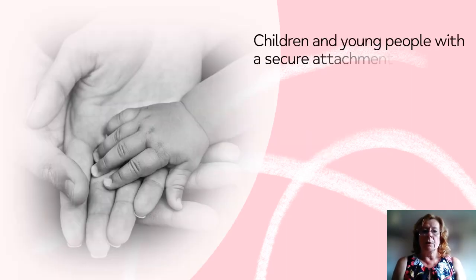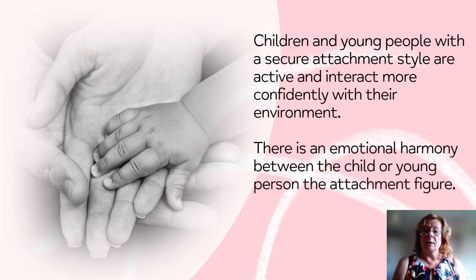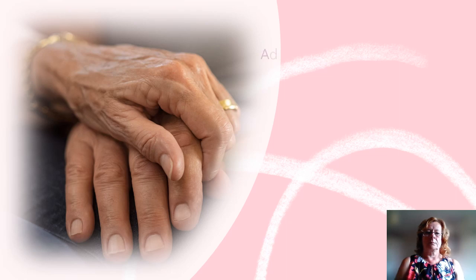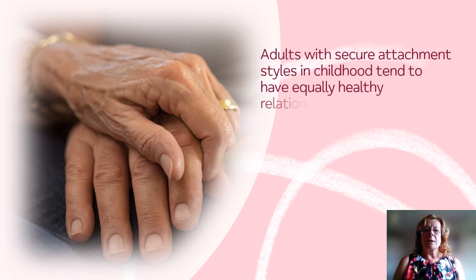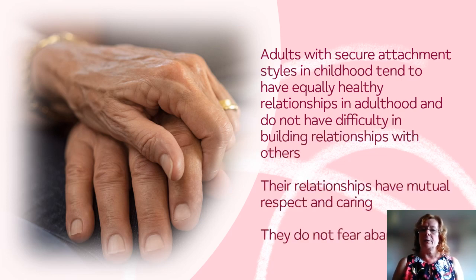Children and young people with a secure attachment style are active and interact more confidently with their environment. There is also an emotional harmony between the child or young person and their attachment figure. Adults with a secure attachment style in childhood tend to have equally healthy relationships in adulthood, and they do not have difficulty in building relationships with others. Their relationships have mutual respect and caring, and they do not fear abandonment.